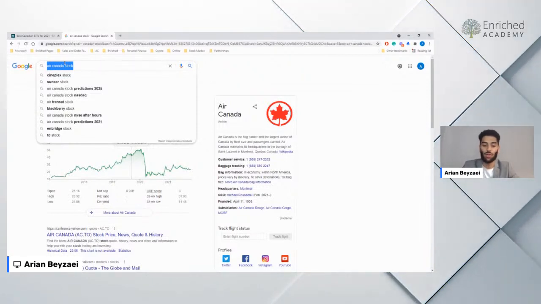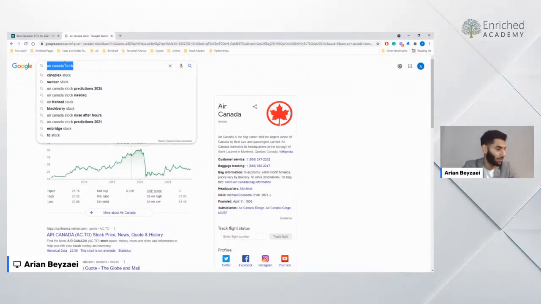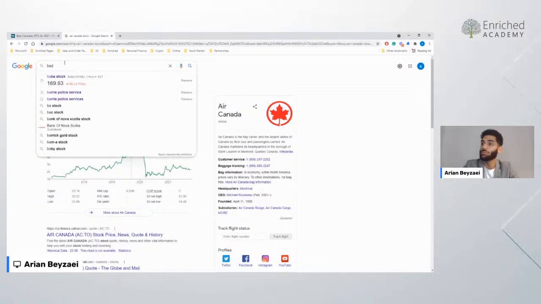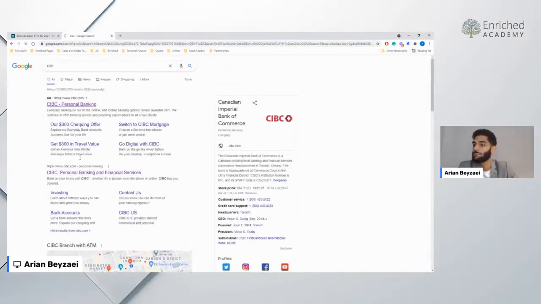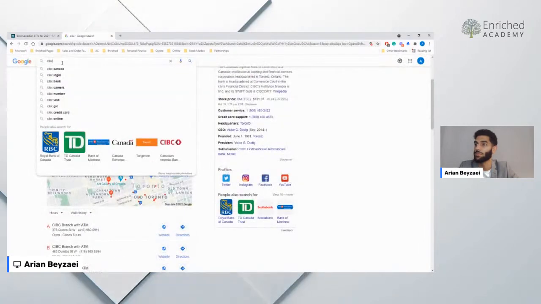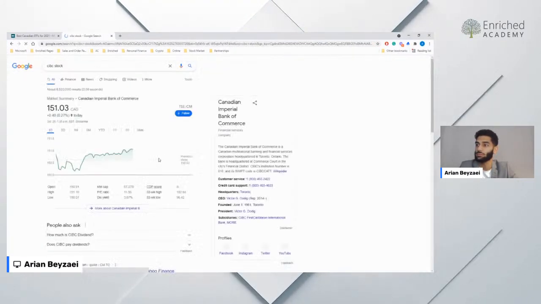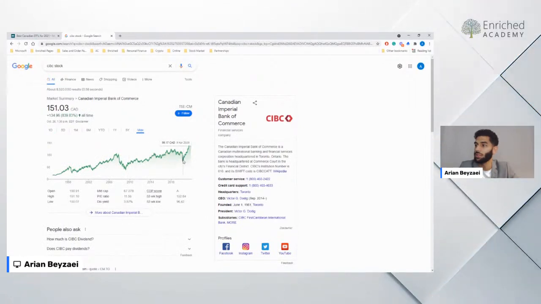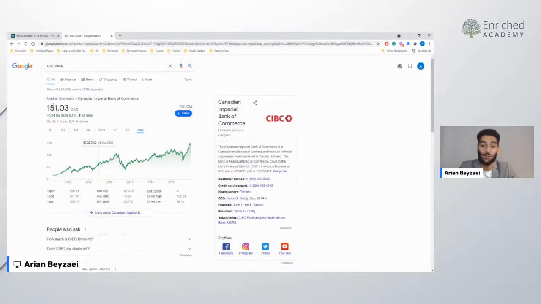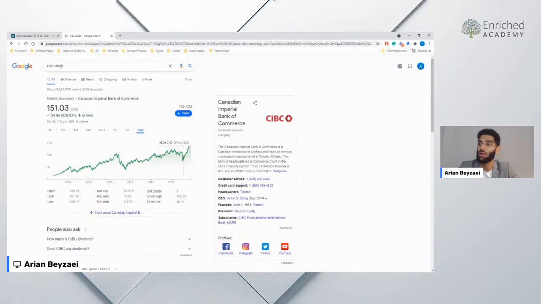There were some other companies, even like CIBC. Look, CIBC went all the way down to $77. Now it's at $151. So you could have doubled your money because it was so cheap and your money bought a lot more.